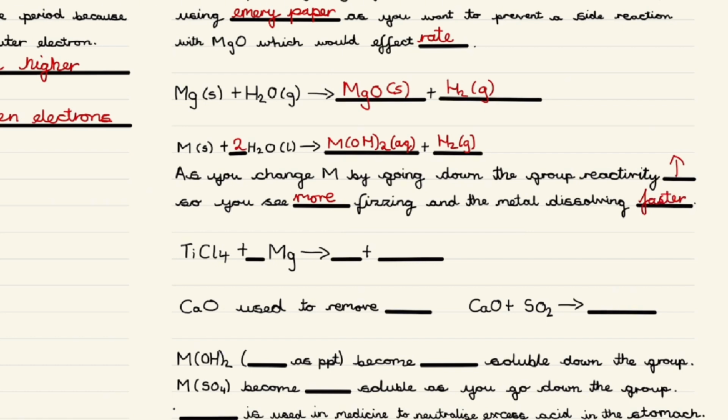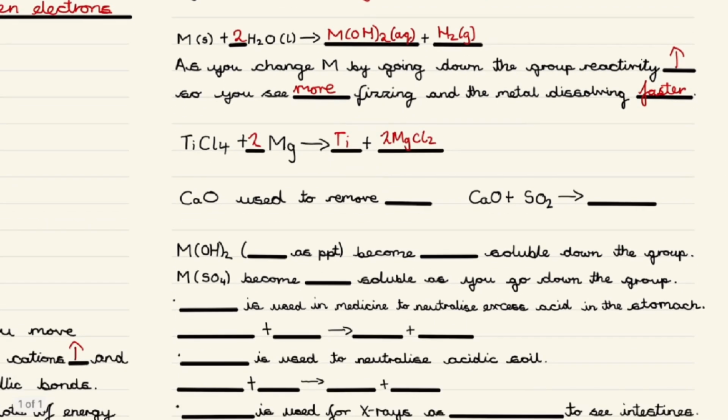Alright, so the reaction between titanium chloride and magnesium is TiCl4 + 2Mg forms Ti + 2MgCl2. Right. Now calcium oxide is used to remove SO2, and the reaction for this is calcium oxide plus SO2 forms CaSO3.